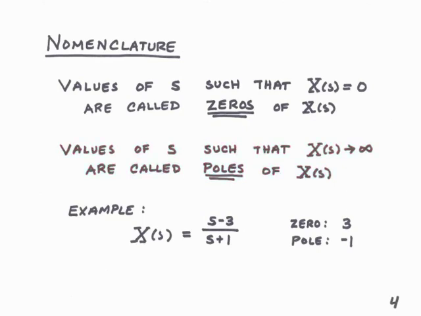For example, if X of s is s minus 3 over s plus 1, this X of s has a zero at 3, since if we plug in s equals 3, we have s minus 3 equal to 0. And this signal has a pole at minus 1, because s plus 1 will go to 0 at minus 1, and therefore X of s will go to infinity.